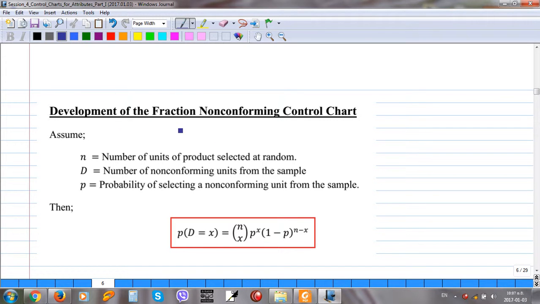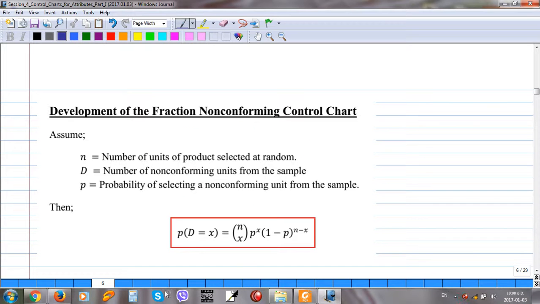If we develop the fraction non-conforming control chart, that is the P chart, the binomial distribution can be used here also. Here n is the number of units of product selected at random, d is the number of non-conforming units in the sample, and p is the probability of selecting a non-conforming unit for the sample. Then we can derive this from the binomial distribution, with the probability of d equals x, and all the other things are the same.